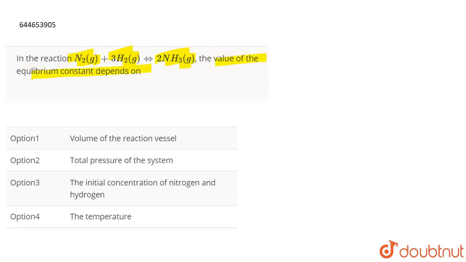The question is, in the reaction N2 gas plus 3H2 gas gives 2NH3 gas, the value of the equilibrium constant depends upon. Now, the value of the equilibrium constant, which is represented by Kc, does not depend upon the concentration, neither on the pressure, nor on the moles. It only depends upon the temperature, right?